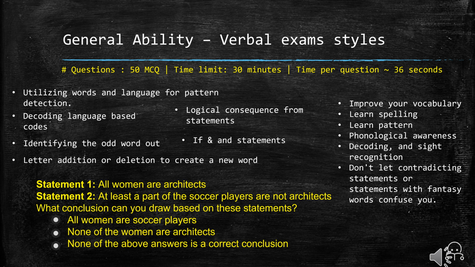It is also important to note that the actual exam may feature a variety of question styles and difficulty levels to assess students' verbal reasoning abilities much more effectively. And a couple of ways you could start improving and preparing: improve your vocabulary, learn spelling, learn to identify word patterns, phonological awareness, decoding and sight recognition, and very importantly, don't let contradicting statements or statements with fantasy words confuse you. In our later videos, we will look into specific strategies and activities which can help you better prepare for each of these segments in detail.